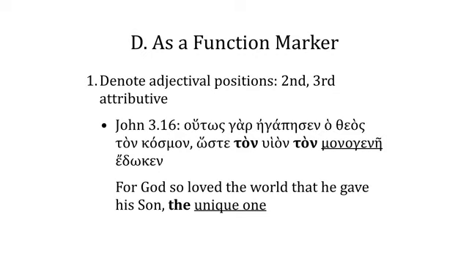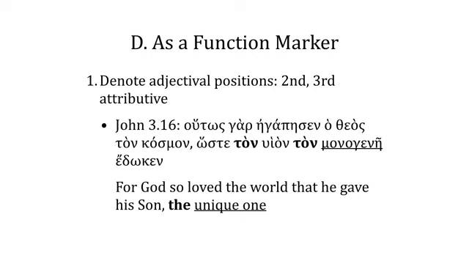A.T. Robertson points out in his massive grammar of 1,500 pages that when you have a second attributive construction, like we have here, ton huion ton monogene, what you have is equal emphasis on the noun and the adjective. In a first attributive position, the emphasis would go more on the noun. In a third attributive position, the emphasis now would be much stronger on just the adjective.